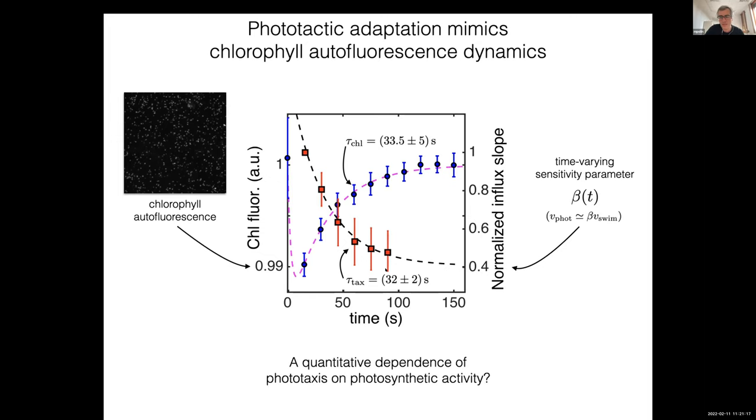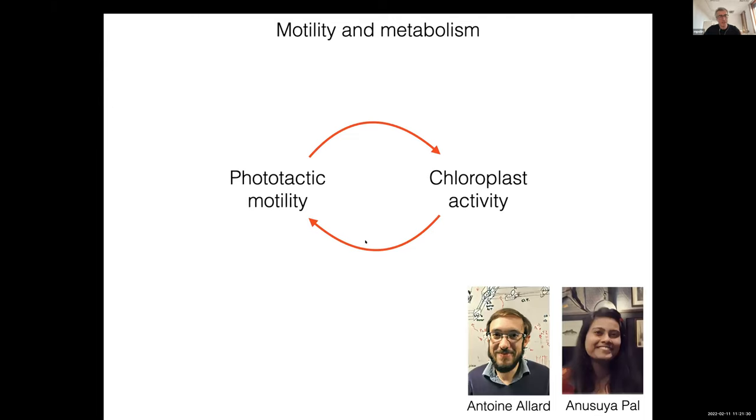For us, this was an interesting clue that there can be a quantitative dependence of phototaxis on photosynthetic activity. The idea is that the phototactic motility can modulate the light exposure of the cell and therefore change the chloroplast activity. The chloroplast activity then can regulate the flagellar response and therefore change the phototactic motility of the cell. So the motility and the metabolism of the cell need to be understood together in order to really understand phototaxis. We are currently exploring this with Antoine and Anusuya.